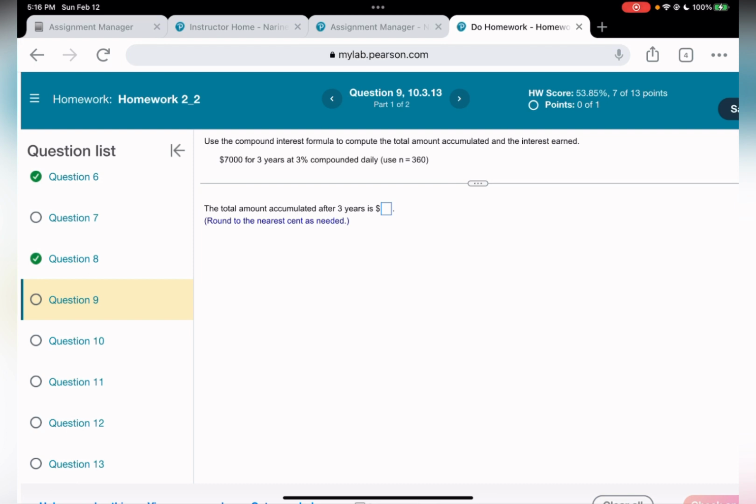So let's see what we have here. Use the compound interest formula to compute the total amount accumulated and the interest earned. So let me take a picture of this data so we can start solving.